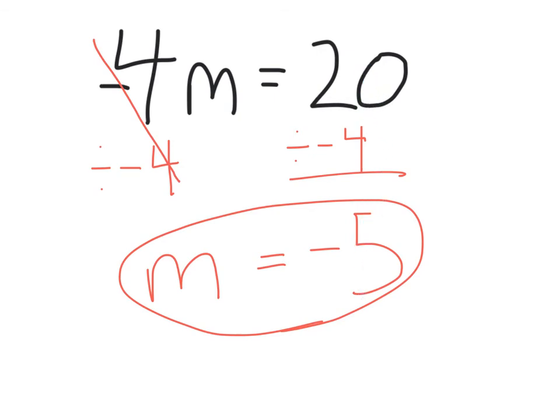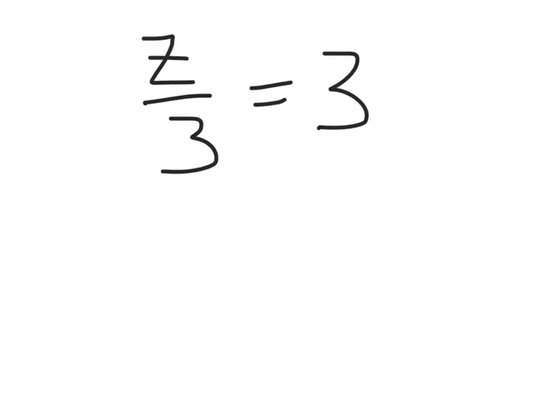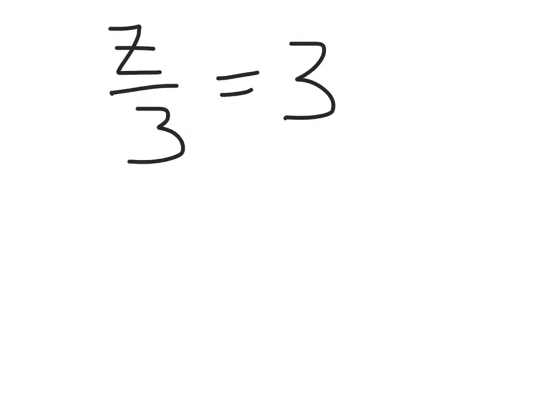Last example here, z divided by 3 equals 3. What's happening to the variable? Well, it's being divided by 3. What's the opposite of that? Times 3. I'm going to put the times 3 right over here on the left. Let's do that to both sides of the equal sign.